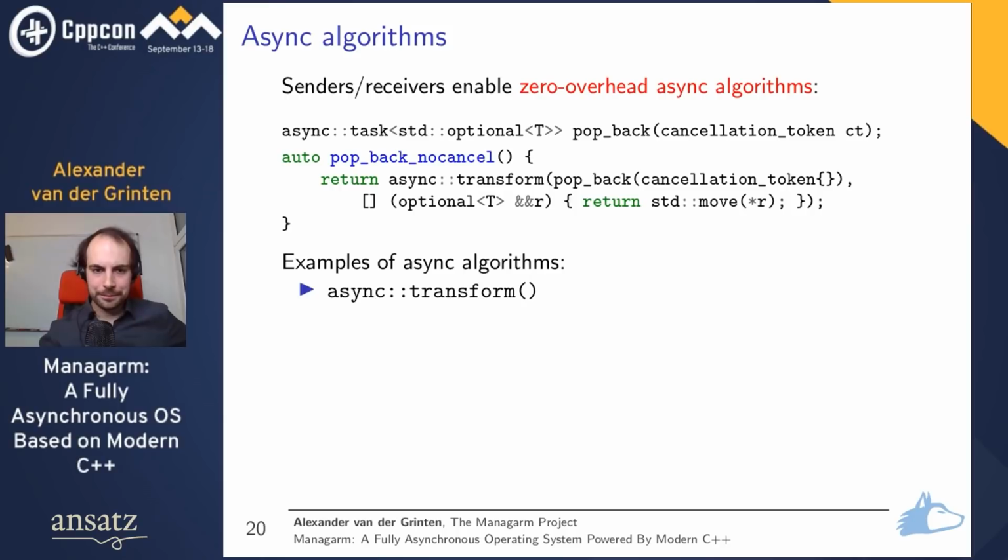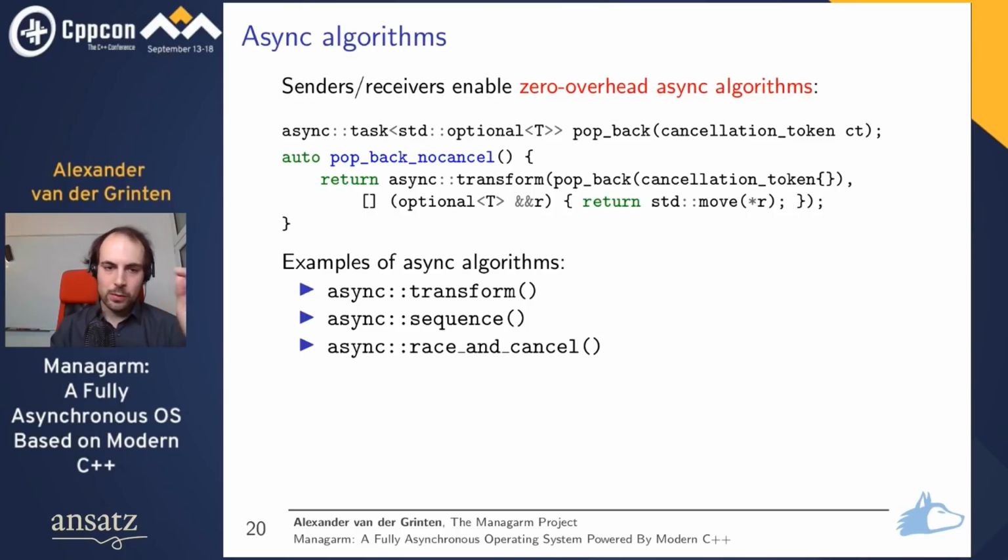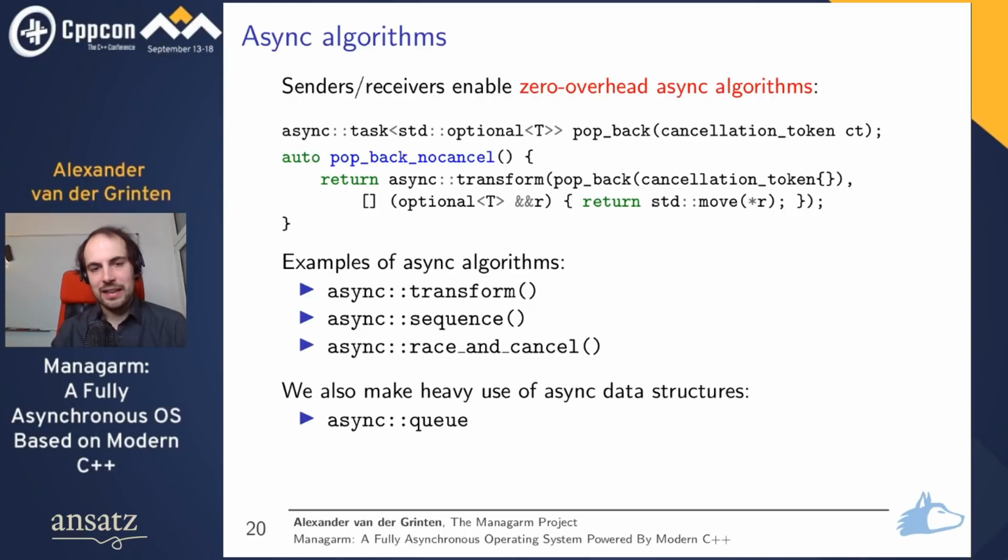instead of a coroutine. Examples for such algorithms are the transform algorithm above, a sequence algorithm that just calls different async steps one after the other, or an operation that I call raise and cancel. That basically invokes a lot of async operations, waits until the first one finishes, and then cancels all others. Now, these are useful building blocks, and we've also seen that we can make use of async data structures. These can also be implemented on top of senders receivers, for example an async queue, or what is often really useful, an async recurring event. That's basically an event that you can trigger and wait for multiple times. It turns out that this is a really powerful abstraction, similar to a condition variable.